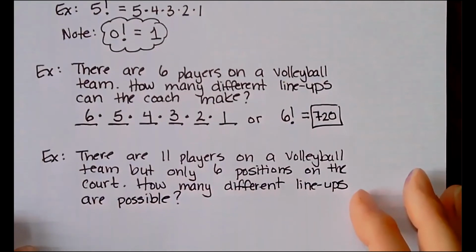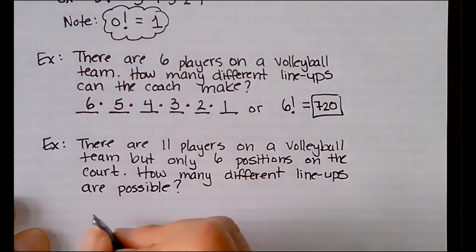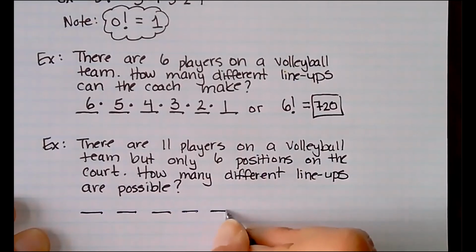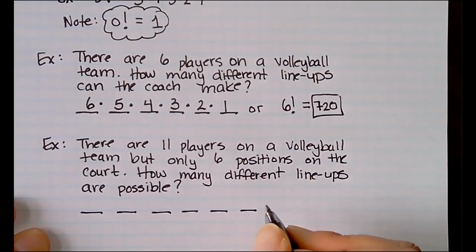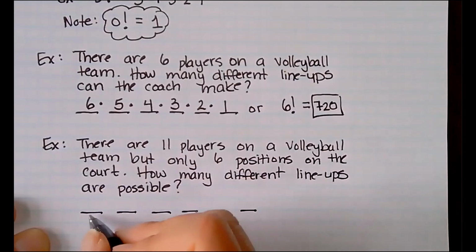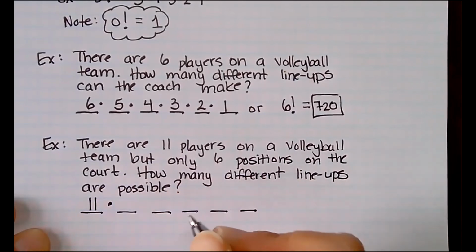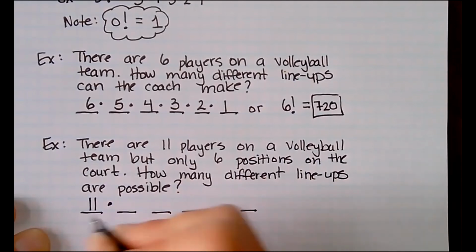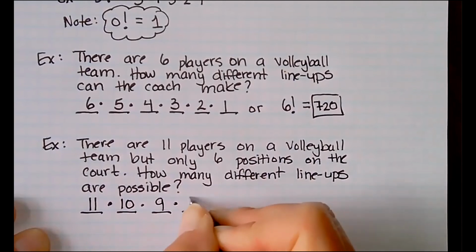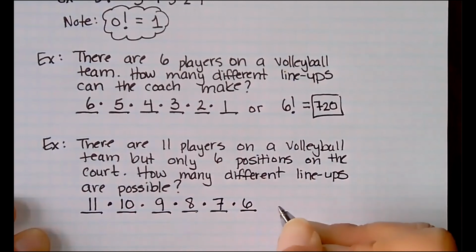So for this, we can do it a couple different ways. I'm going to start with a decision chart. Again, we have 6 positions on the court. We have 11 people to pick from. For the first choice, we have 11 people we can pick for that position. Now, once that player's gone and in that position, we only have 10, and then 9, and then 8, and then 7, and then 6.